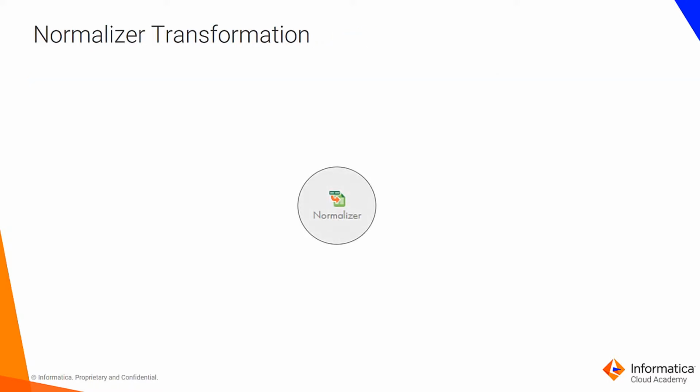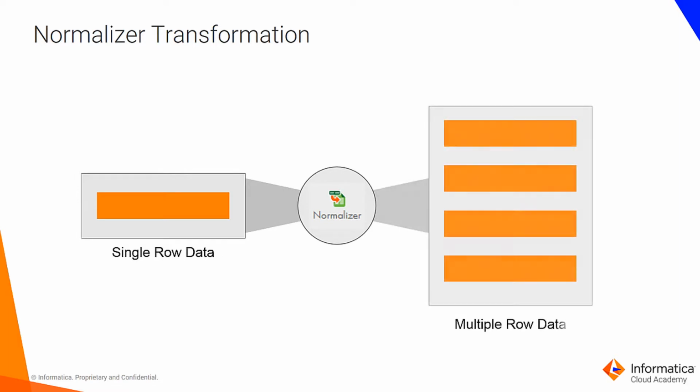Let us now discuss the normalizer transformation. The normalizer transformation is an active transformation that transforms one incoming row into multiple output rows. When a normalizer transformation receives a row that contains multiple occurring data, it returns a row for each instance of the multiple occurring data. This helps to represent data in a more organized manner.